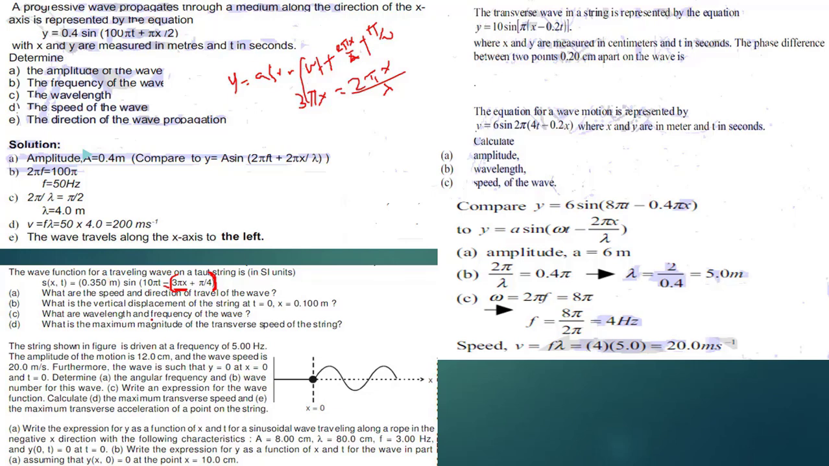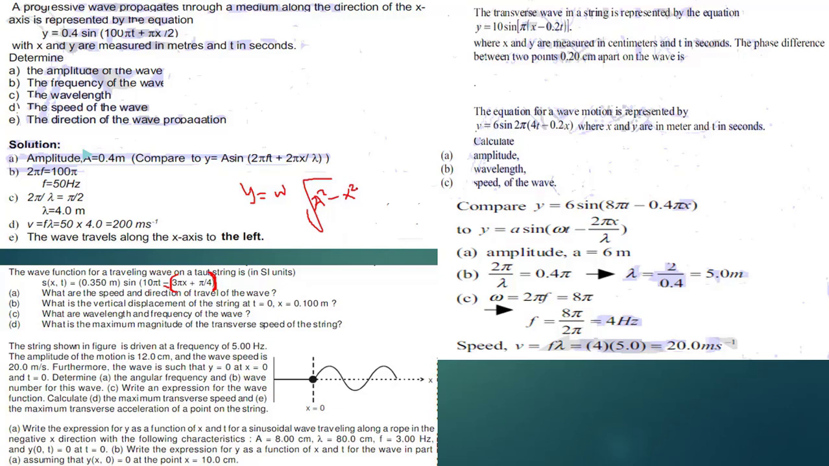What is the wavelength and frequency of the wave? We have already found them when we were finding the speed. Next, the maximum magnitude of the transverse speed of the string. This requires that topic, simple harmonic motion. Okay? We know that for simple harmonic motion, the speed is w times the square root of a squared minus x squared.